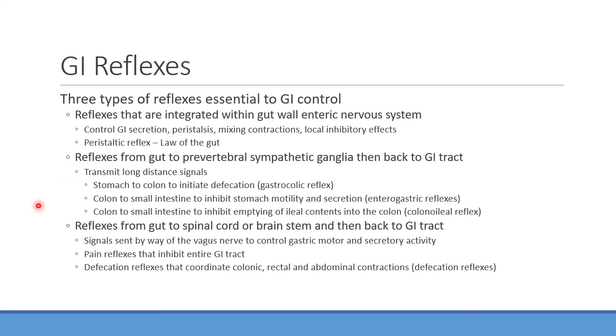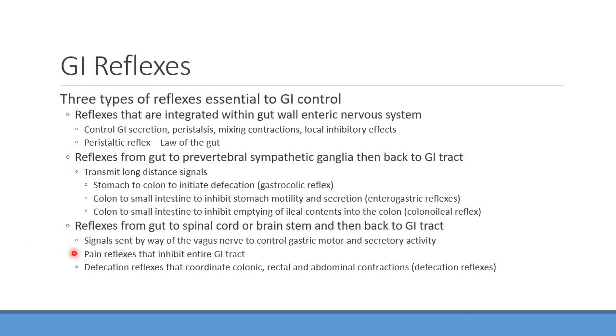Okay, so that's one. And then the final one goes from the gut to the spinal cord or brainstem, and then back to the GI tract. This is where you have signals being sent via the vagus nerve. This helps to control overall gastrointestinal function. Secretory activity typically is going to be increasing for the most part.